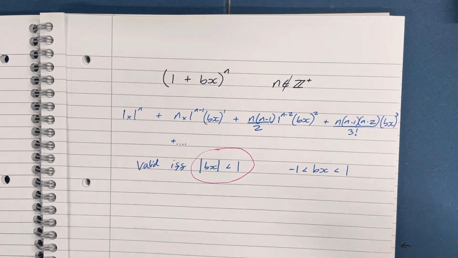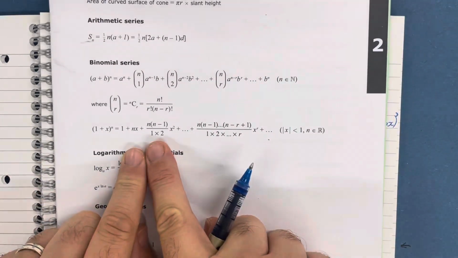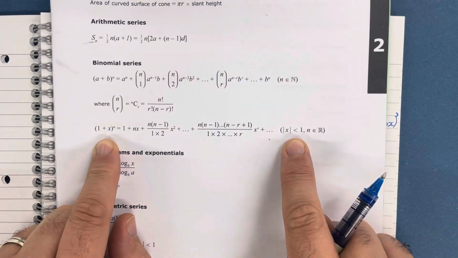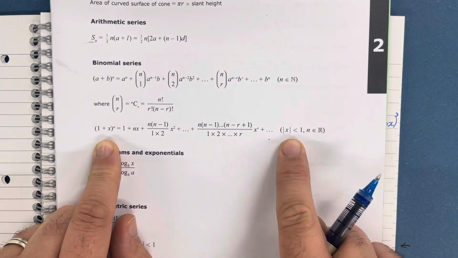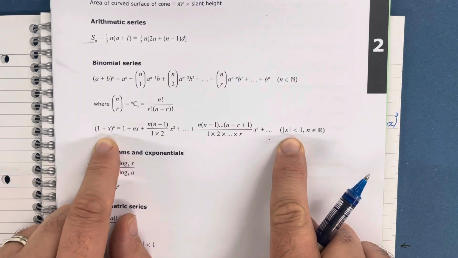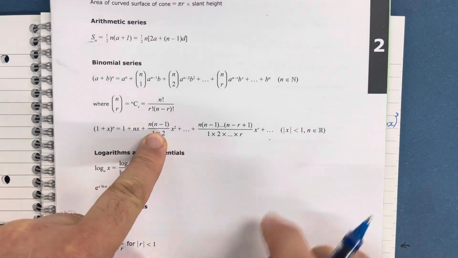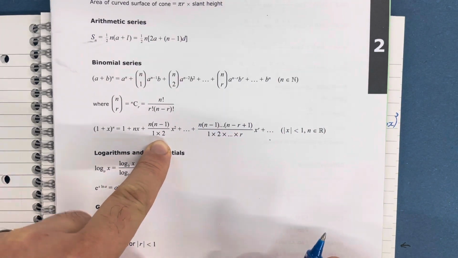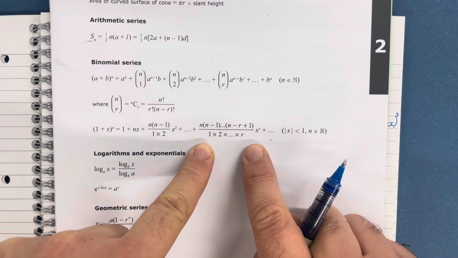In the formula book for Edexcel, at least, we have what this looks like. So we can see where n is a real number, so not necessarily a positive integer now. Modulus of x is less than 1. You are given that 1 plus x to the n is equal to 1 plus nx plus n times n minus 1 over 1 times 2. So that's the binomial coefficient times x squared. And then it gives you the general term here.